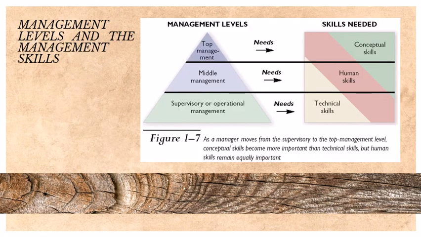So if you will notice on the management level and the management skills, so yung skills needed natin, yung kanina, conceptual, human skills, and technical skills, we have the hierarchy of the management. So we have the top management level, we have the middle, and the supervisory or operational management. On the figure 1.7, as the managers move from the supervisory to the top management level, conceptual skills become more important and technical skills less, but human skills remain equally important.